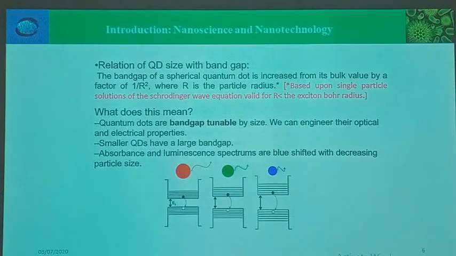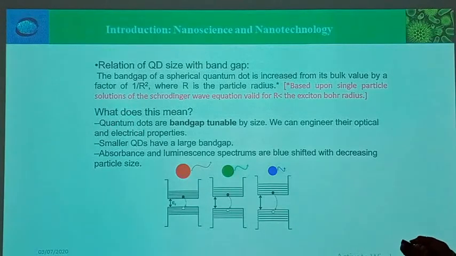So what happens at that level? Now, what is quantum dot size and the relation of quantum dot size with band gap? How does the band gap change with the size of the quantum dot? A quantum dot is nothing but an example of zero-dimensional nanomaterials. The band gap of a spherical quantum dot is increased from its bulk value by a factor of 1 by r square. What is r? r is the particle radius. You can call 2r equal to the diameter or size of that particle.